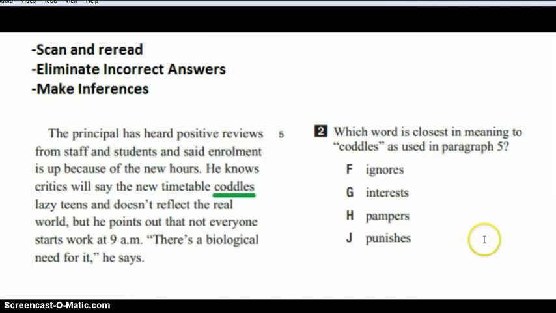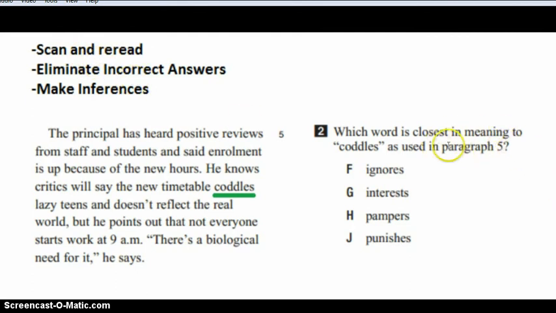Okay, so here's a question related to the article. It says, which word is closest in meaning to coddles as used in paragraph 5? So here's some strategy we can use to try and answer some of these questions. The first and most important really is to scan and reread. So I'm going to go back to the article and find where it uses that word. And usually the question will have something that says, in paragraph 5 or this line. That's an indication that this is a good strategy, that you should go back and reread that section.